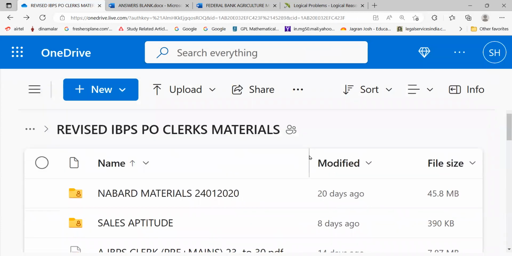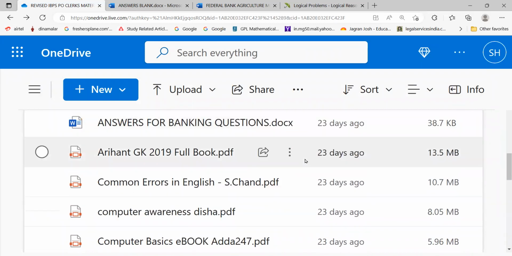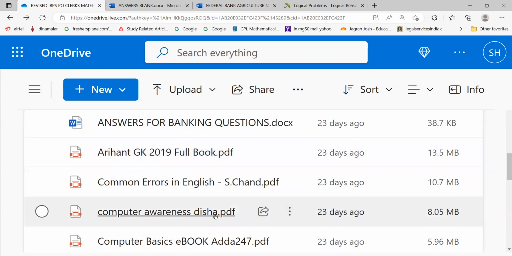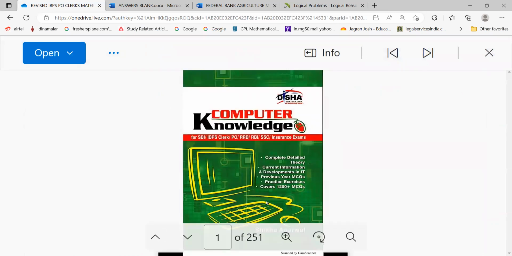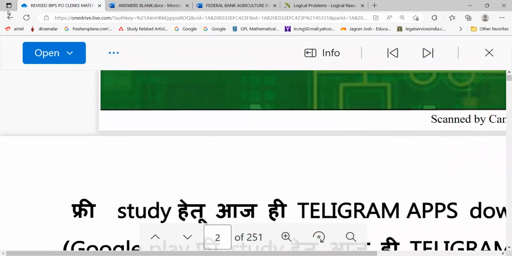If at all you get time, I know the practical problem for most of the children is that you have some project work, you have examinations, so you are not able to concentrate. So if you allocate 2 hours every day for this, you can certainly succeed. Regarding computer awareness, I suggest you go through this book. Whatever is suitable for you, prepare it.